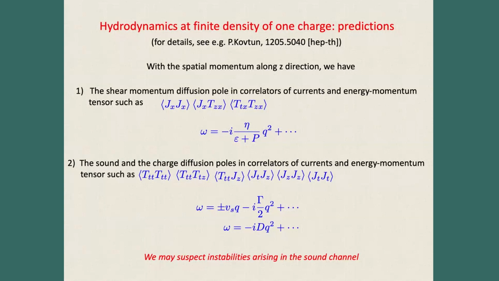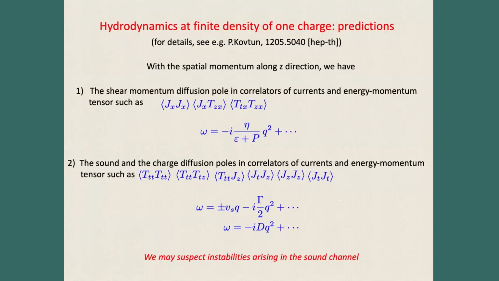But in addition to that, the sound and the charge diffusion poles will arise, and they arise together in the correlators in the so-called sound channel, and they will involve the sound mode with the appropriate values of the speed of sound and the attenuation, and also the charge diffusion mode. In this case, only for one charge. We limit ourselves to one charge only. So we suspect instabilities, right? If the system is unstable, instabilities will arise in the sound channel.